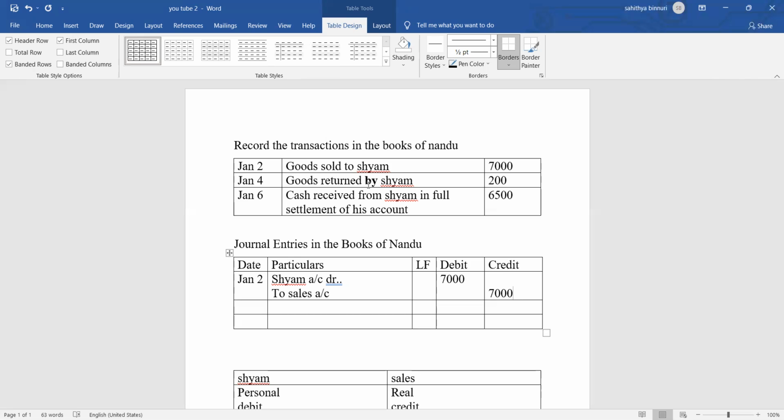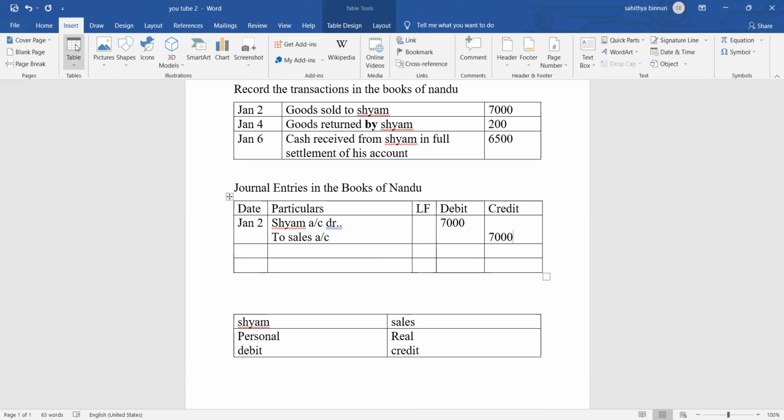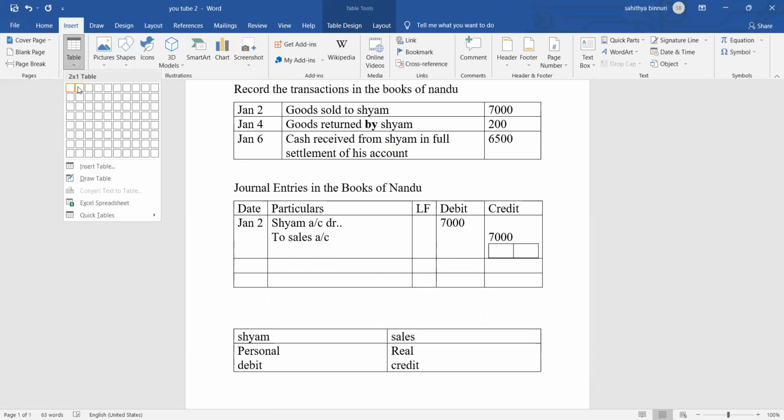So obviously this is going to become the sales returns. This is the next hint on how you can identify whether it comes under purchase returns or sales returns, because the previous transaction related to Sham is involved with the sale. This return is going to become the sales returns. So the two aspects involved in the transaction are sales returns and Sham.